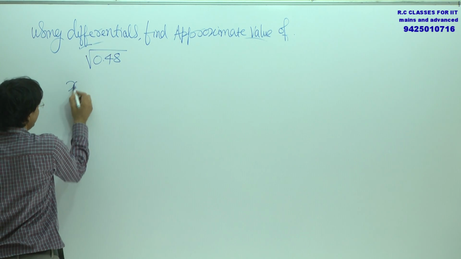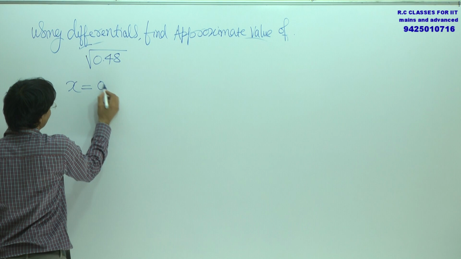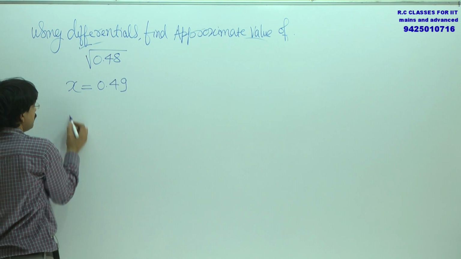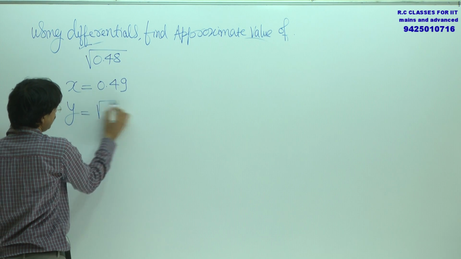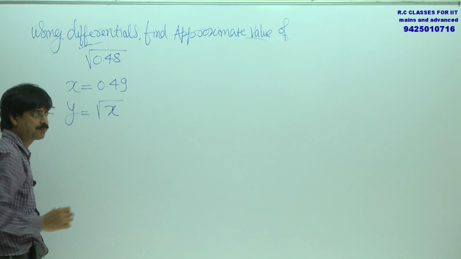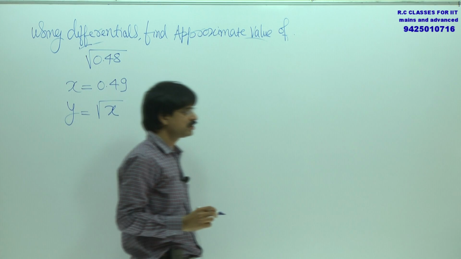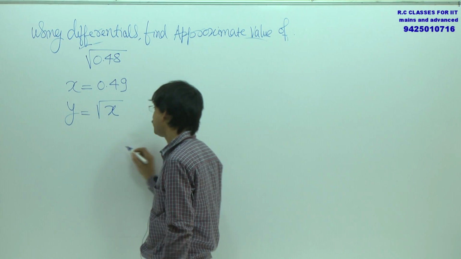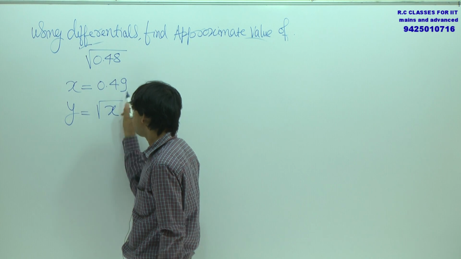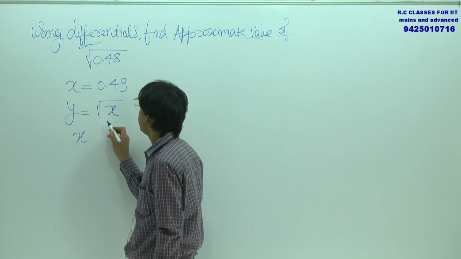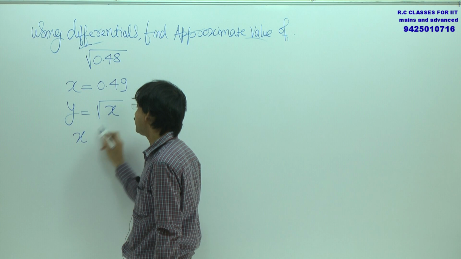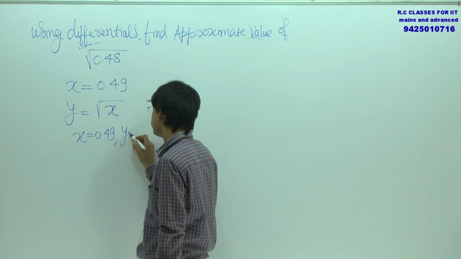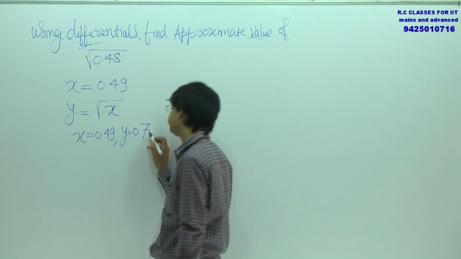So we have taken x is equals to 0.49 and take the function as usual as y equals to root over x. So we have taken x is equals to 0.49 and y is equals to root over x. That's the function there, a square root function. So for x equals to 0.49, value of y is equals to 0.7.